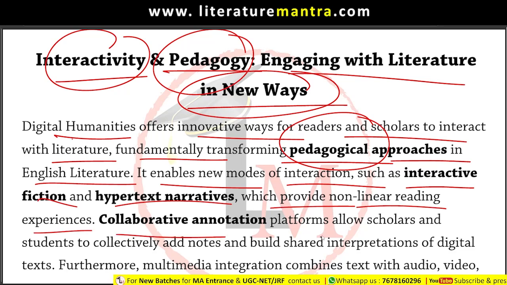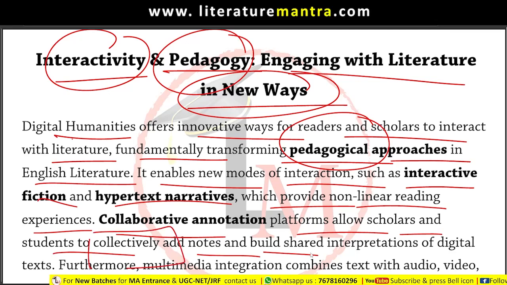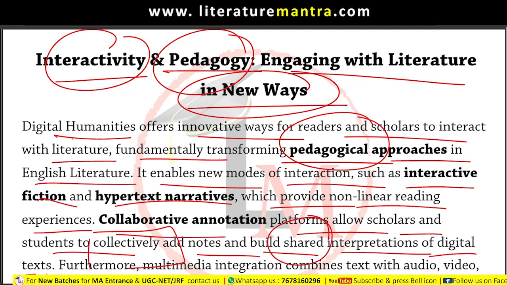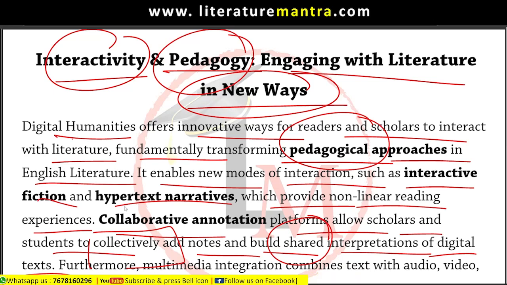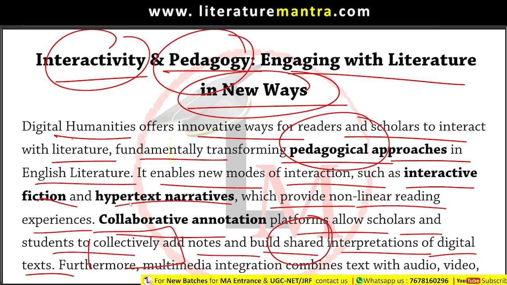उसके बाद collaborative annotation platforms allow scholars and students to collectively add notes and build shared interpretations of digital text. Now मान लो कि आपके पास digital text है, एक version है. Then as it happens in many online tools nowadays, that if we work on a single project, multiple people can work at the same time. ठीक है? So similar is the scenario here, that if we have to annotate or add notes in the digital version, two people can be sitting in different states or different places, yet both of them will be able to add texts and annotations at the same time. Something which was not possible in the traditional approach.